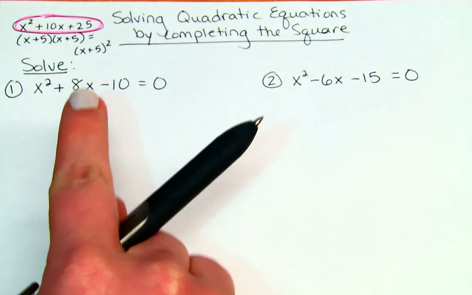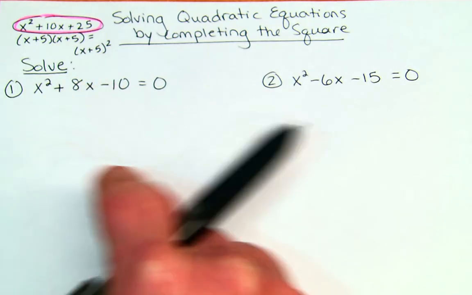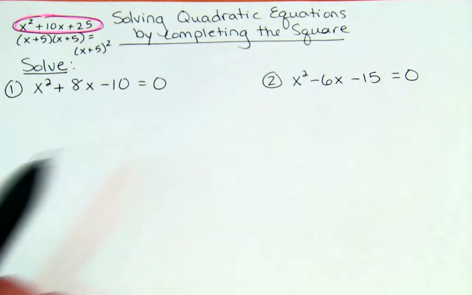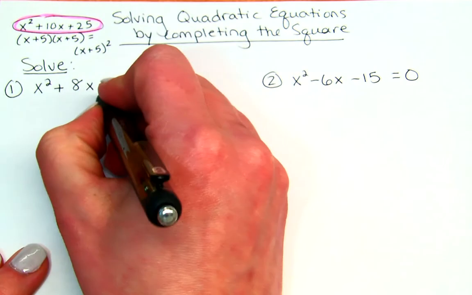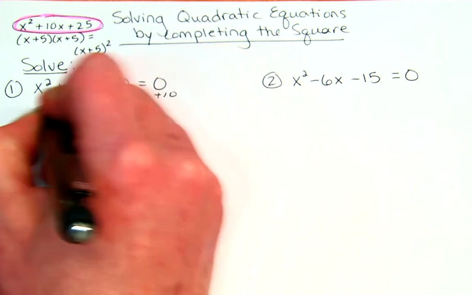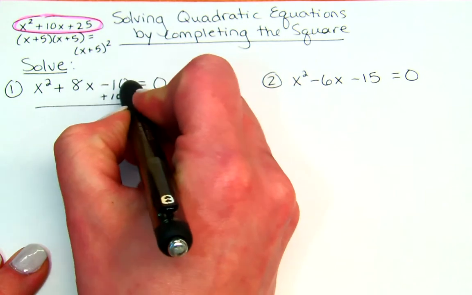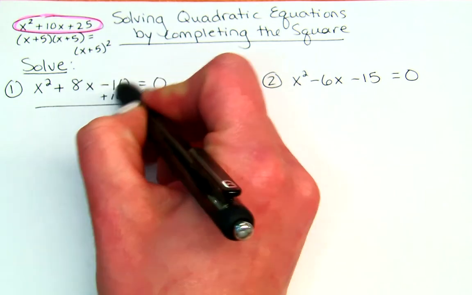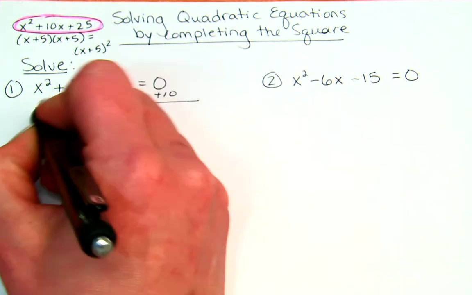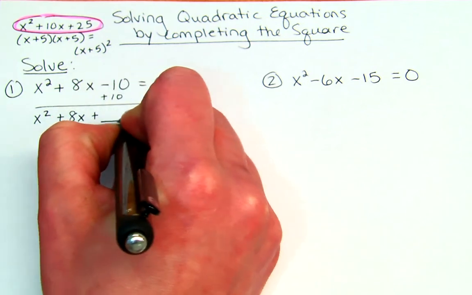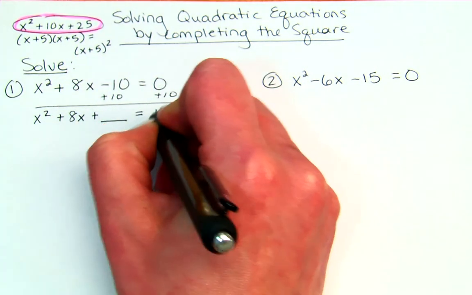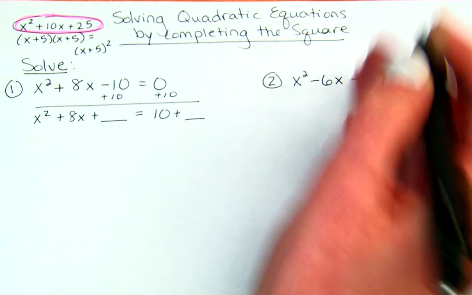So if we check here, 8 divided by 2 is 4, 4 squared is 16. That is not the number I have, so I'm going to force that into my equation. If I add 10 to both sides, just because I want to get C, or the constant, over to the right side, I'm going to add 10 to both sides. Now, I want to make sure I accommodate a space for the number I'm going to force into my equation.